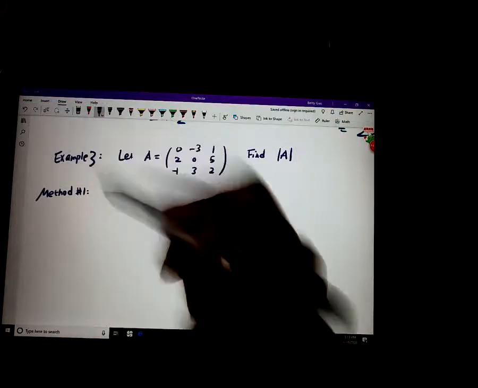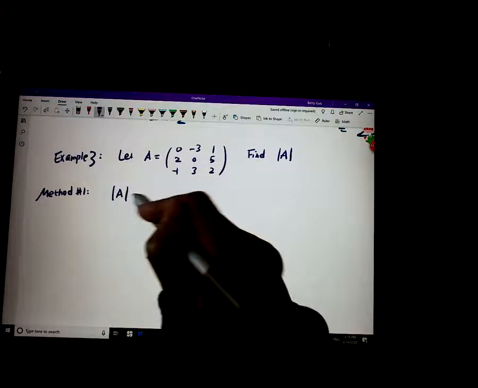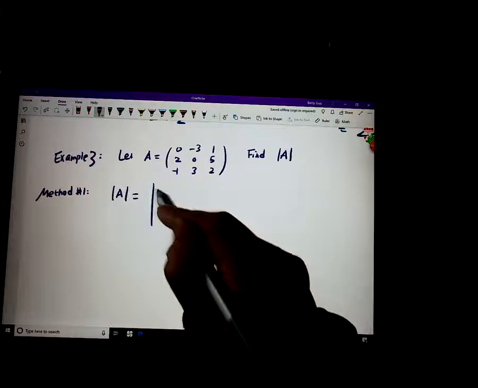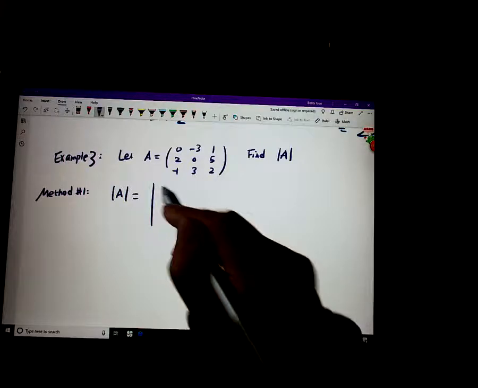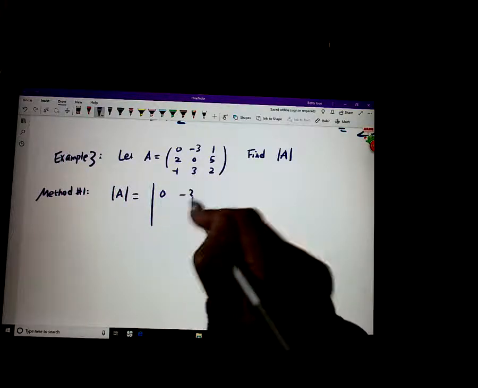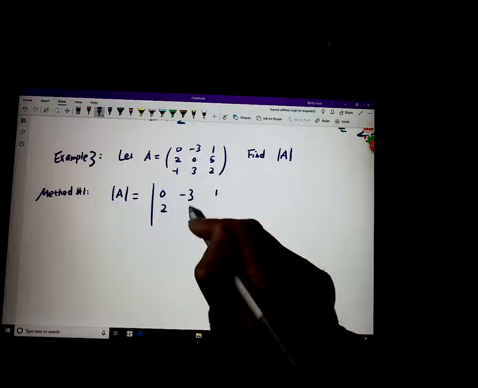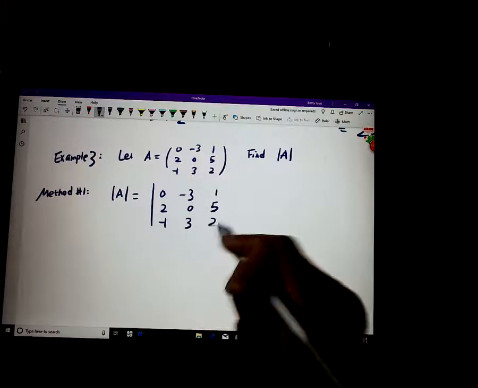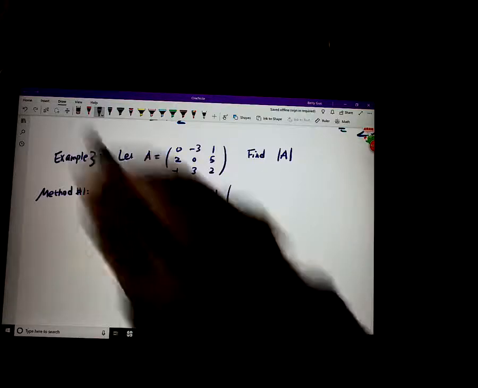So determinant of A is this determinant. It has 3 rows, 3 columns. It's a 3 by 3 determinant. 0, -3, 1, 2, 0, 5, -1, 3, 2. The first method is kind of tricky.